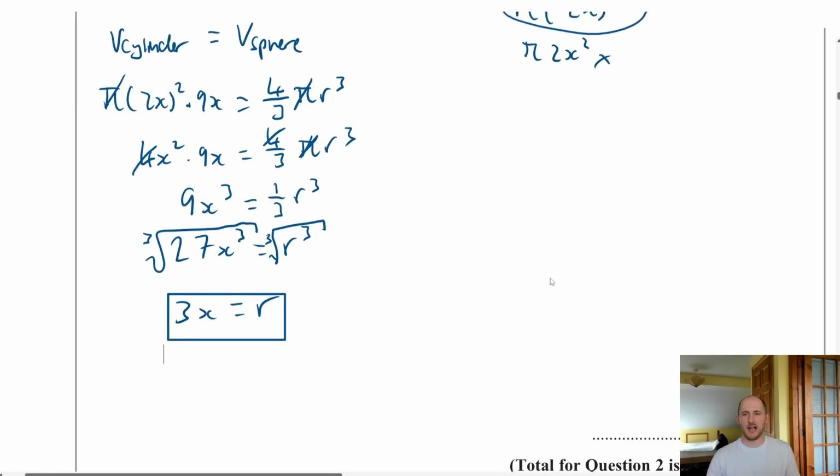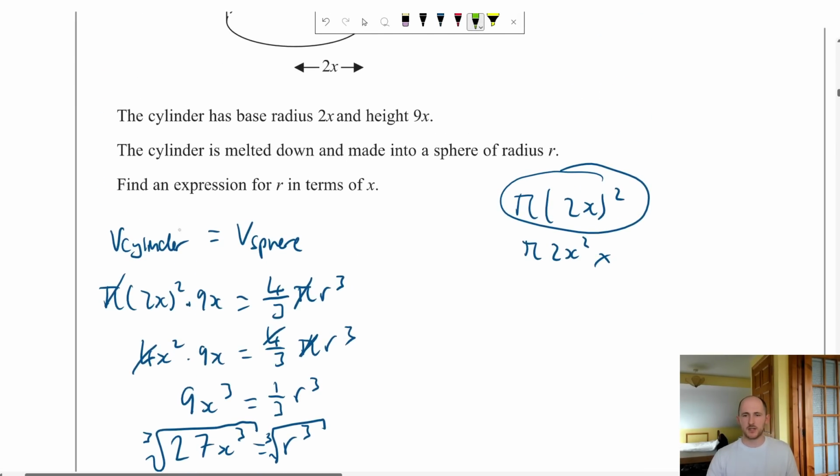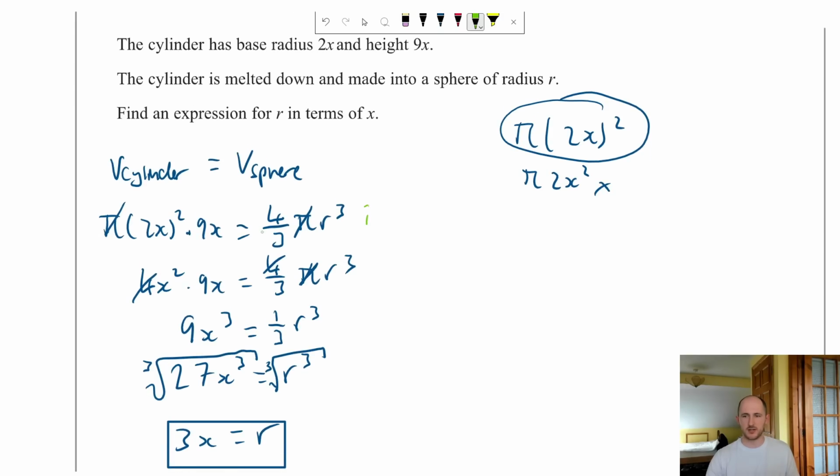So again, it's a bit of a beefier question, so let's have a look at where you would get the marks. So you get a mark for setting up an initial equation, a mark for actually doing the substitution, so that would be a mark over here, and then a mark for getting the final correct answer. But yes, r equals 3x in that question.